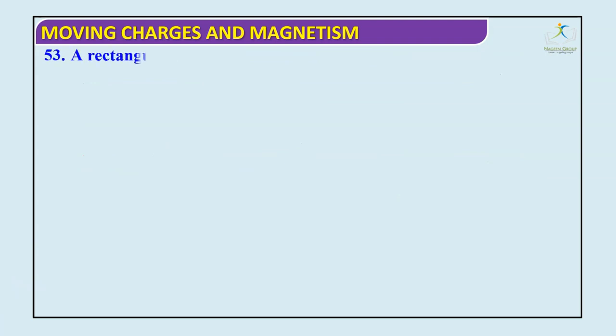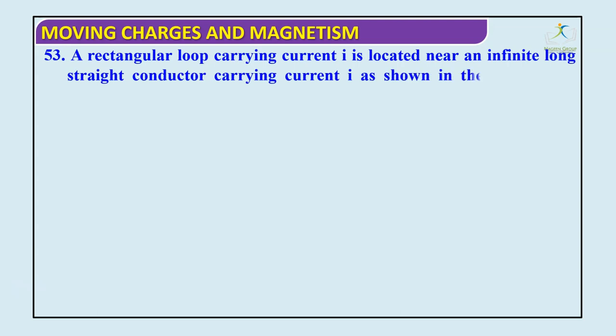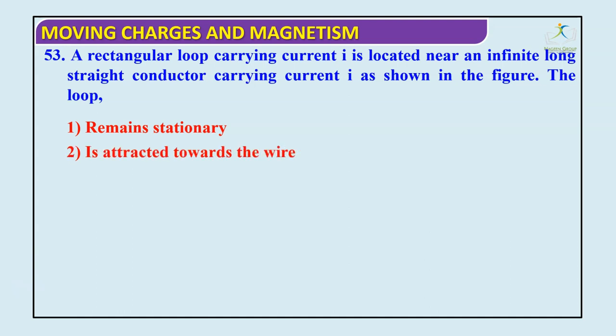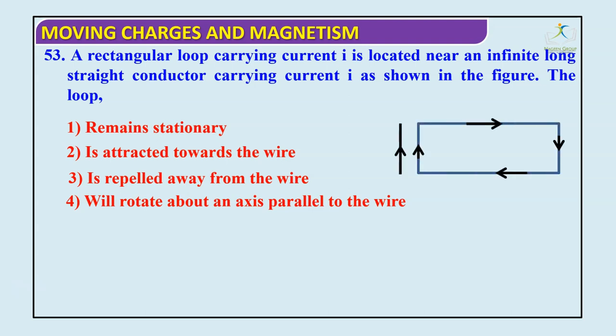Moving ahead, the next question. A rectangular loop carrying current I is located near an infinite long straight conductor carrying current I as shown in the figure. The loop remains stationary, is attracted towards the wire, is repelled, or will rotate about an axis to the wire. This is the diagram of this question. So how to solve this particular problem?